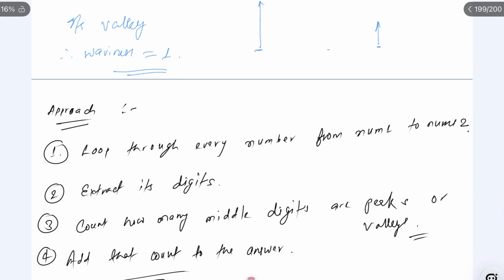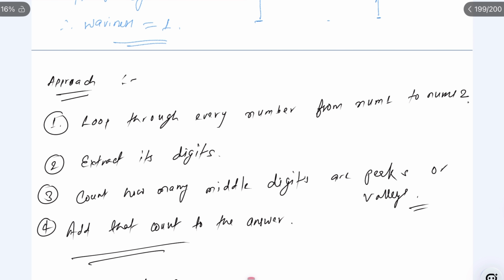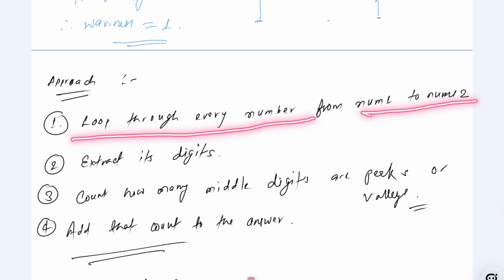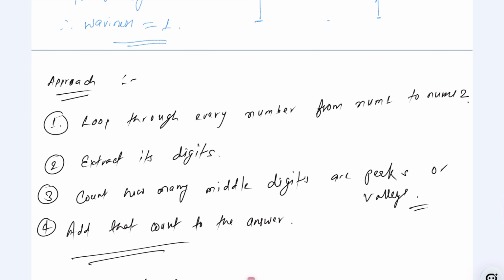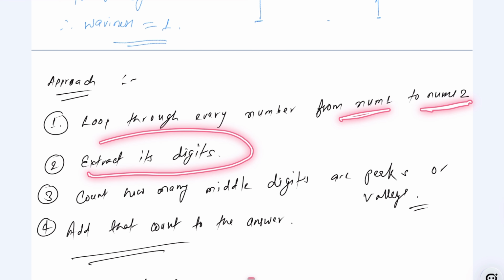Okay, so what should you do? What is the approach you will have? Basically we have to loop through every number, from num1 to num2. How we'll do that is a different thing, but think first you will do the loop. So we have to loop over this number and this number, and then we have to extract its digits.